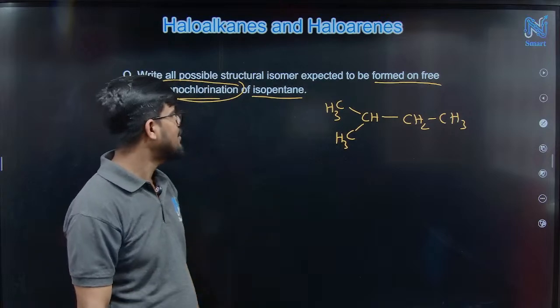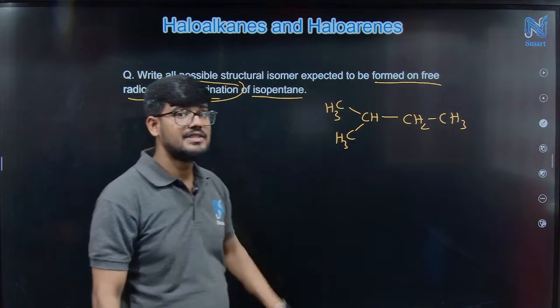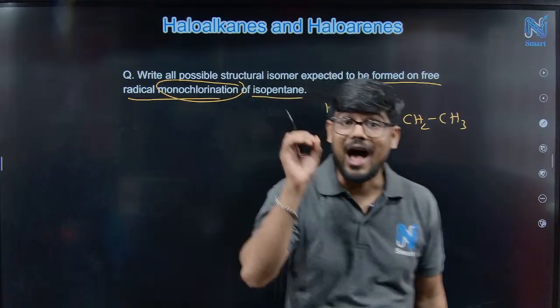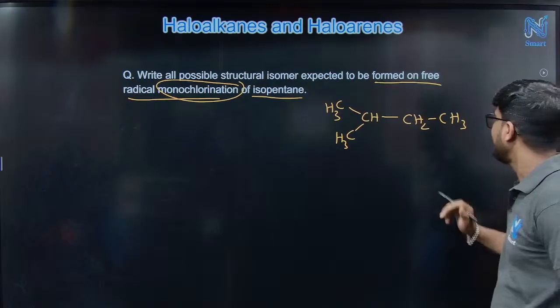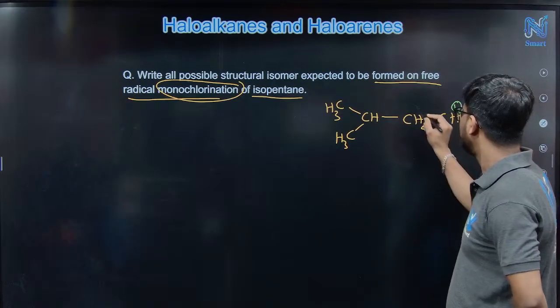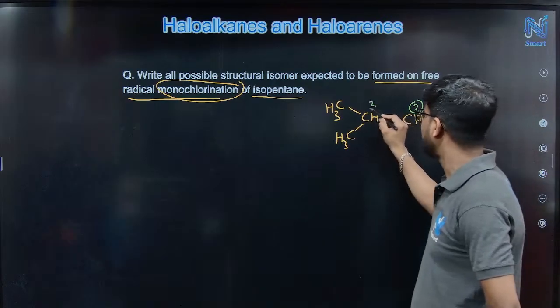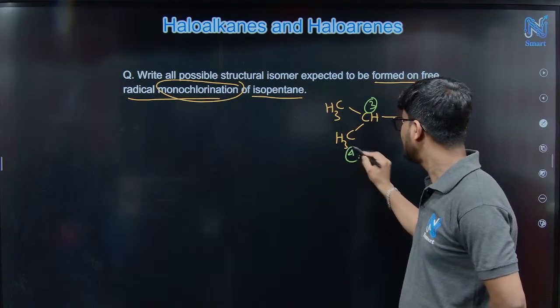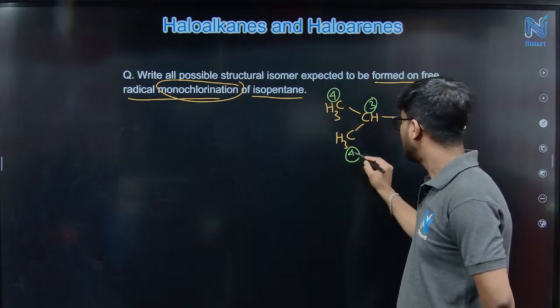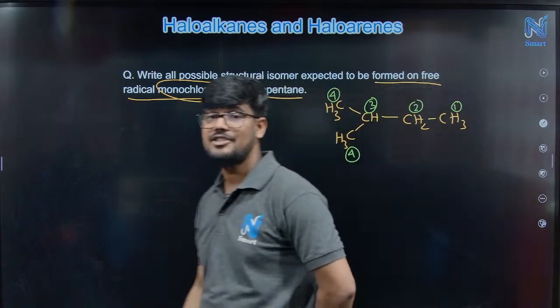This is the structure of isopentane. Now first check how many types of hydrogens we have. Let's try. This is one type, this is two types, this is three types, and these two are similar, right? This is four, and this is also four. Total four types of hydrogens we have.